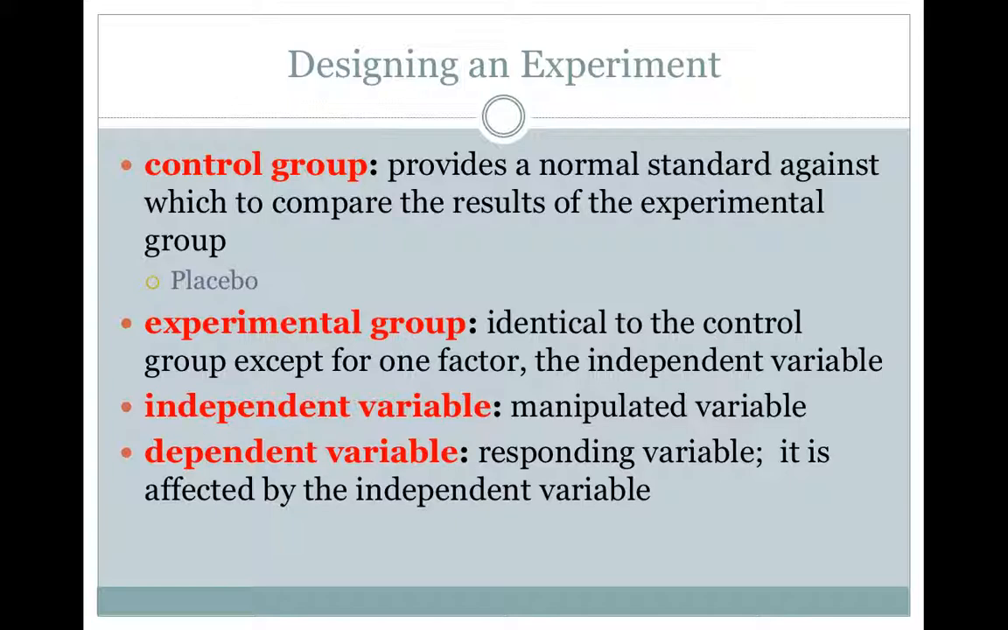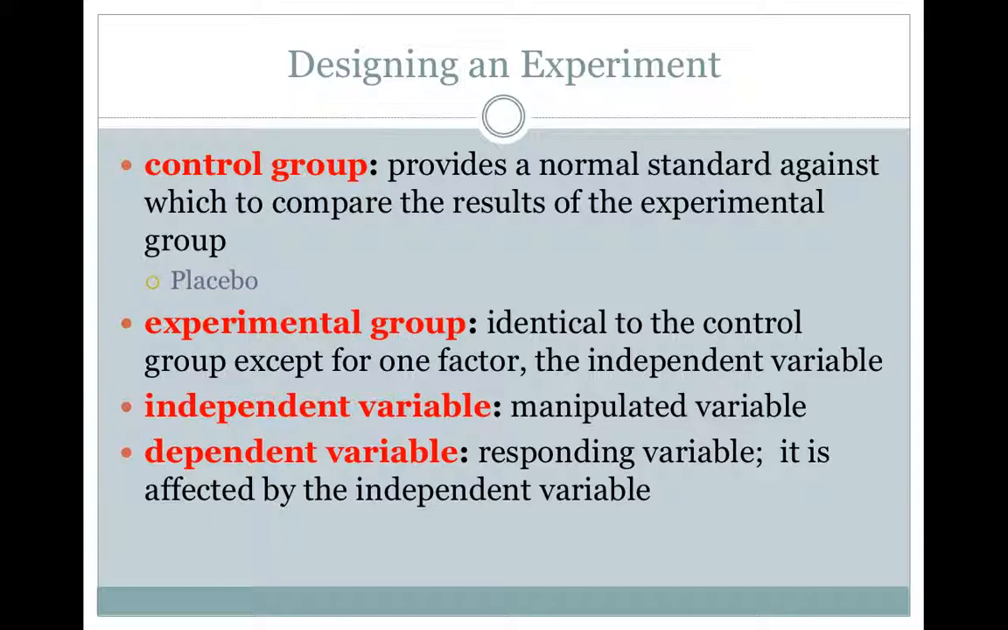The experimental group is the group that we are going to mess with. We're going to change one thing to them, and we're going to let our experiment run, and we're going to see what happens. And that one thing we tend to change is called the independent variable. It's the thing we're manipulating. It's the thing we're going to do to the experimental group.